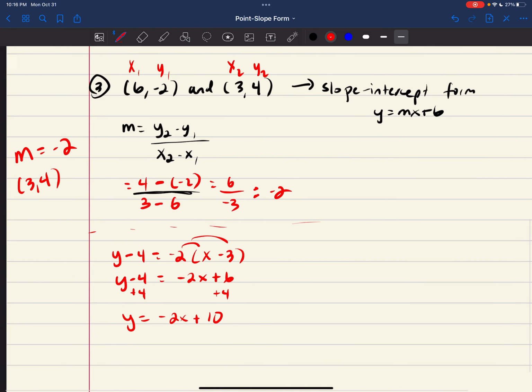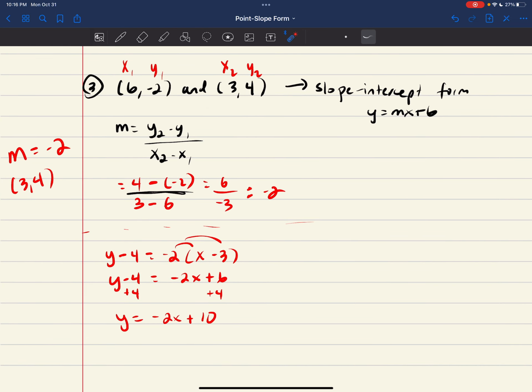And that's what I do. That's what I do when I have 2 points here, and I need to figure out my slope. I got to figure out what point I'm going to use. I'm going to use point-slope form and then convert that into slope-intercept form, which is exactly what I did here.